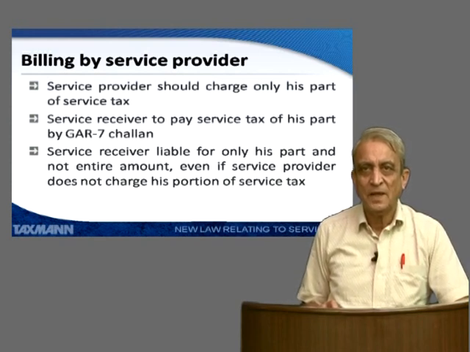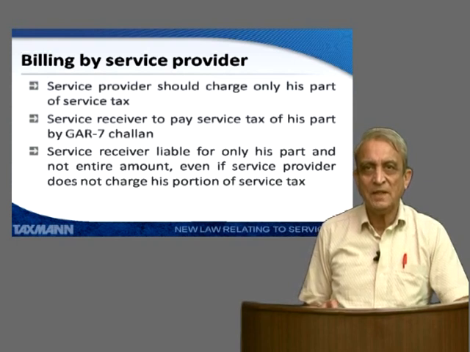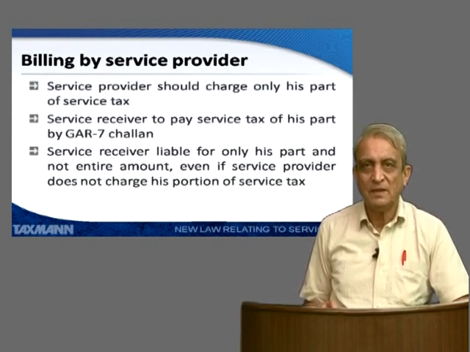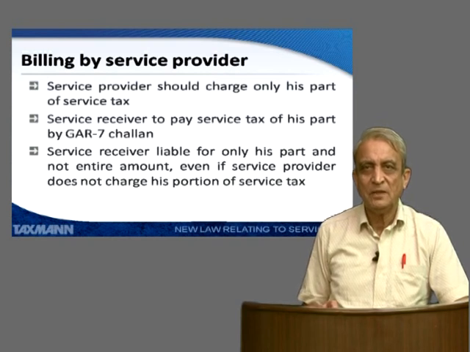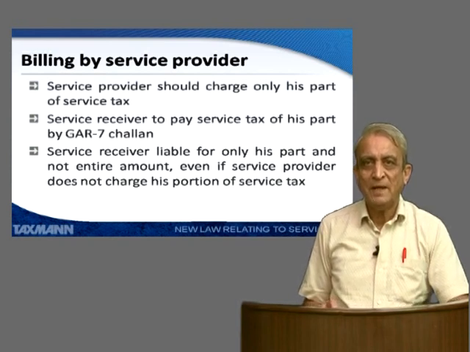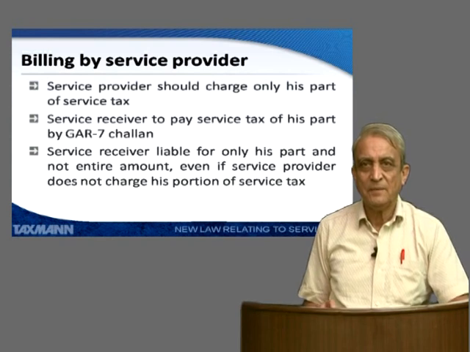For example, under works contract service, he is liable to pay service tax only on 50%. Then his invoice should show only 50% as service tax and not the entire amount. The service receiver should pay the service tax of his part, either 100%, 75% or 50% as applicable to that particular service, by GAR 7 challan.